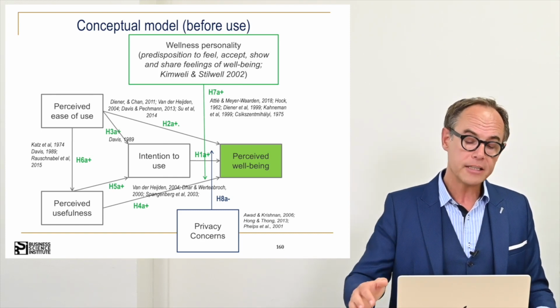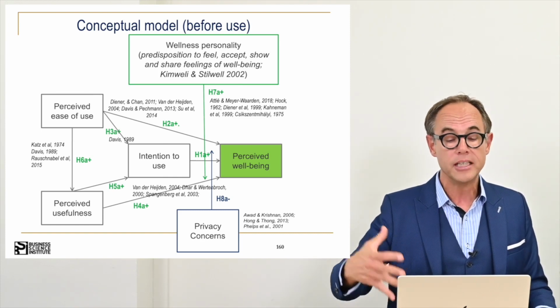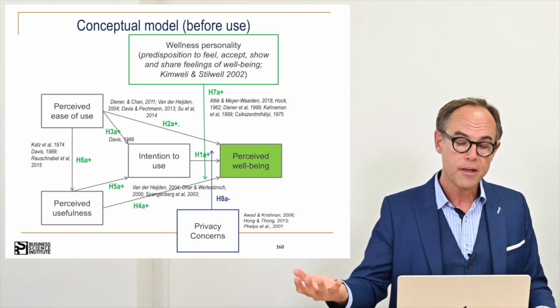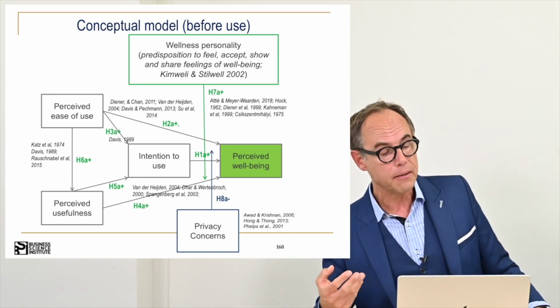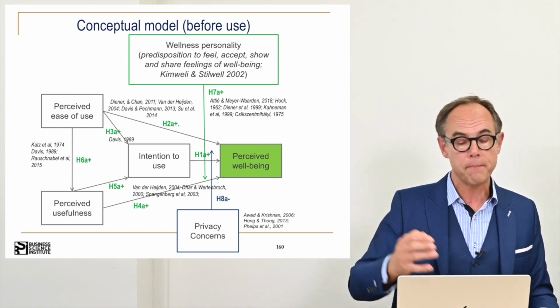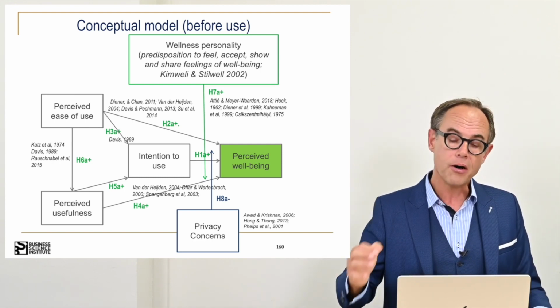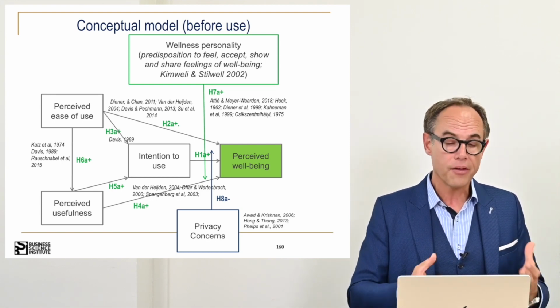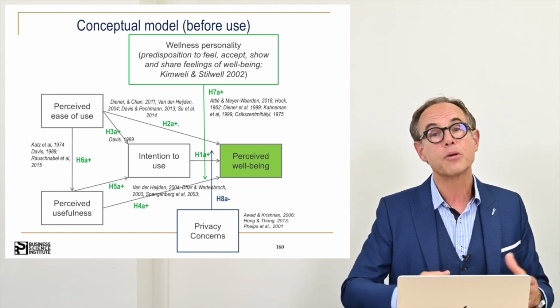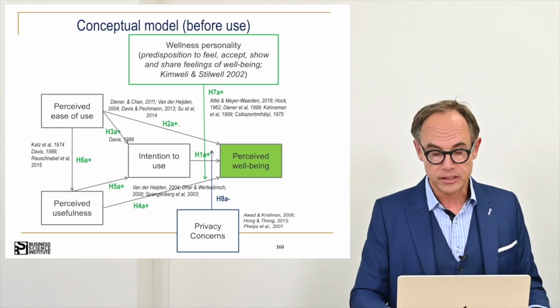And we have moderating variables. Privacy concerns should decrease the impact of intention to use. Various well-being personality should increase the impact of intention to use on perceived well-being. So we clearly see here our conceptual model with the different hypotheses which are justified by the literature.